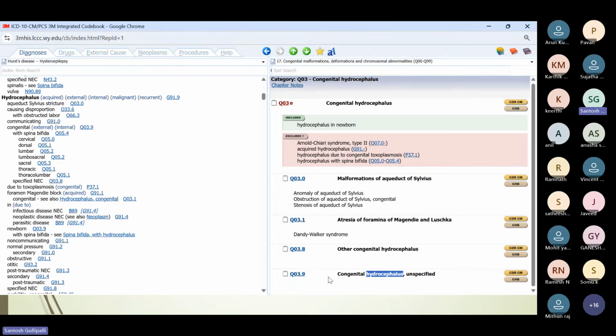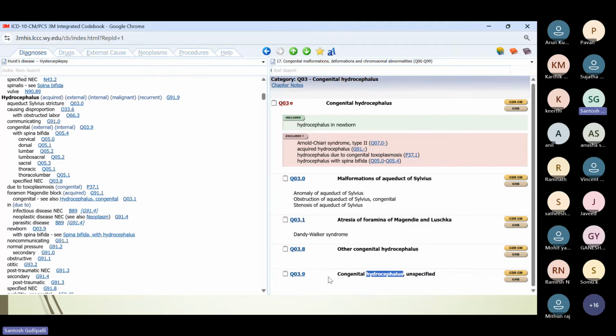But if the physician documented both congenital and acquired hydrocephalus, so the physician diagnosed both conditions, congenital hydrocephalus and acquired hydrocephalus, at that time you can code only for congenital hydrocephalus, because acquired hydrocephalus is under the Excludes1 note. That's the reason we can assign only congenital hydrocephalus. Okay, they're asking for one example also.